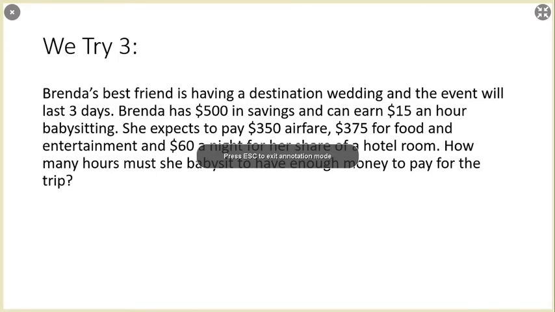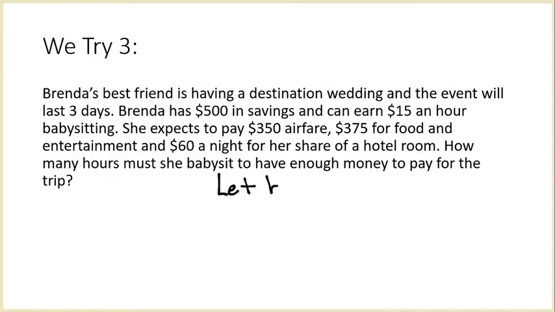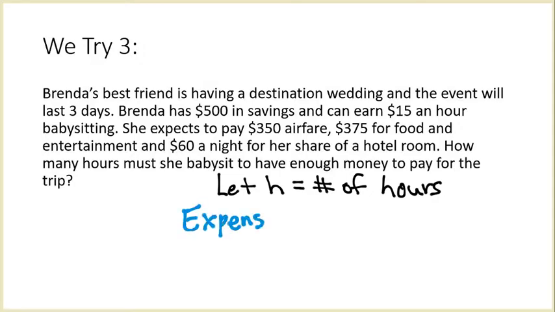Oh man, classic. Okay, so we want to identify what we need. We need to make sure that she can go. So let's see how many hours of babysitting she has to do. So let's let H equal the number of hours. And we know, as a general rule in life, that our expenses should be less than or equal to our income. Let's do that in purple, our income.